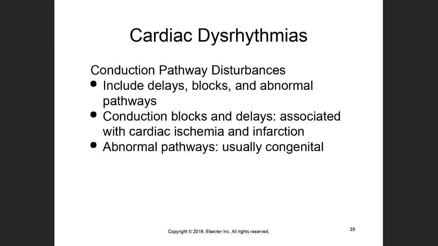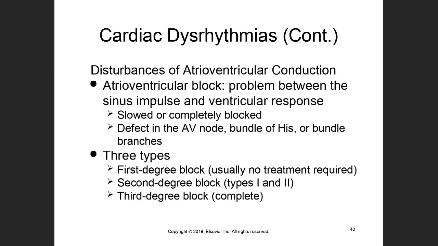Conduction pathway disturbances include delay, block, or abnormal pathway. Conduction block and delay are associated with cardiac ischemia and infarction. Abnormal pathway is usually congenital. We have atrioventricular block. Remember, we have first degree block, second degree is divided in type 1 and type 2, Mobitz 1 and Mobitz 2, and third degree is a complete block. Those patients have to go straight to pacemaker.